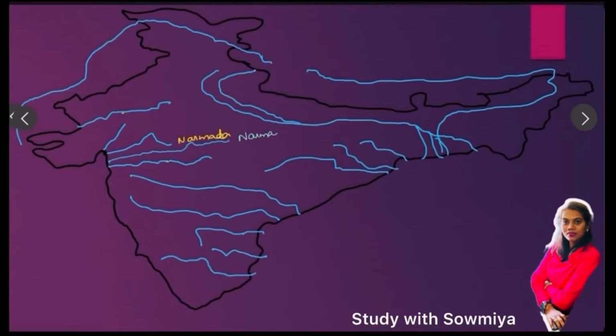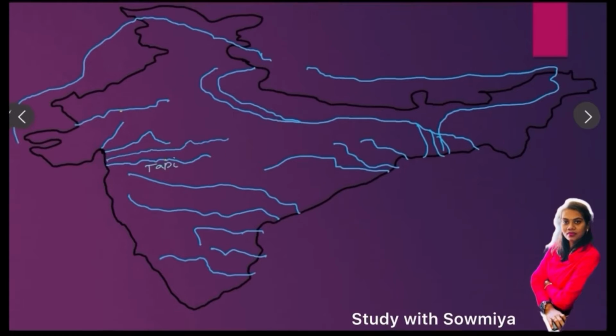Narmada river originates from Narmada Kund in Madhya Pradesh. It moves to Maharashtra, Gujarat, then enters the Arabian Sea. Tapi river has its origin from Gawilgarh Hill, that is Satpura mountain, and it passes through Madhya Pradesh, Maharashtra, Gujarat and finally drains into the Arabian Sea.